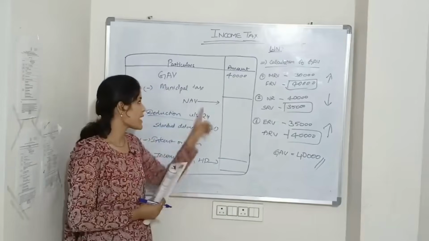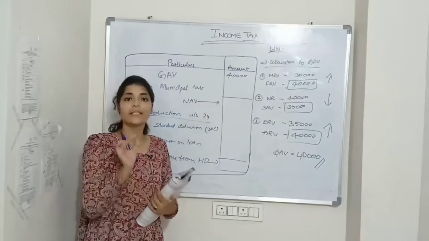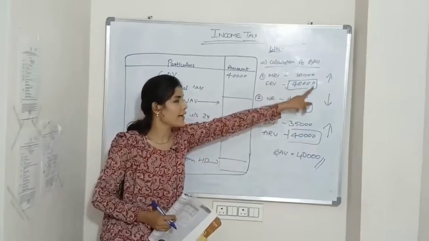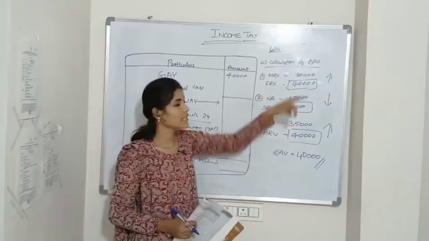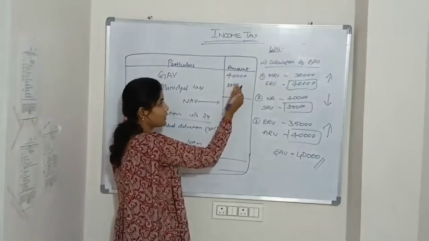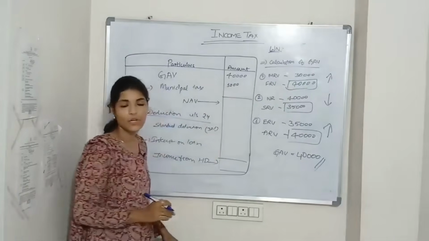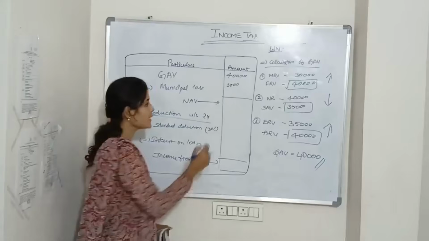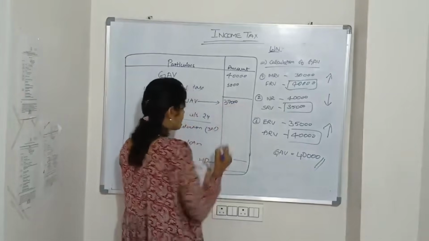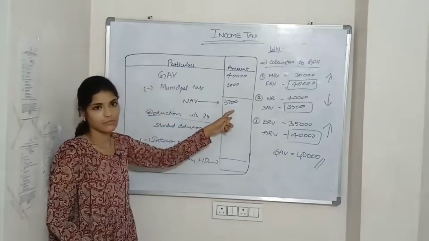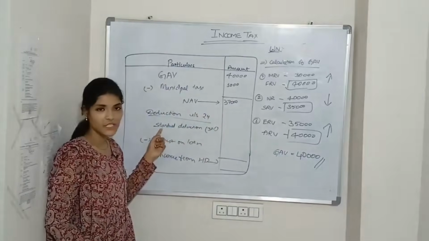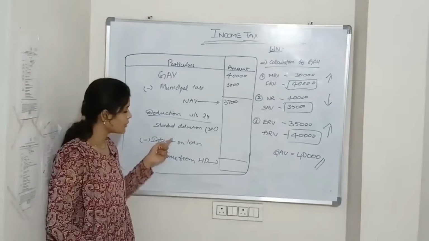When municipal taxes are given as a percentage, you need to calculate that percentage on the municipal rental value. So 10% on 30,000 is 3,000. If you deduct 3,000 from 40,000, it is 37,000, right students? That 37,000 is called net annual value. From that you need to deduct standard deduction and interest on loan.